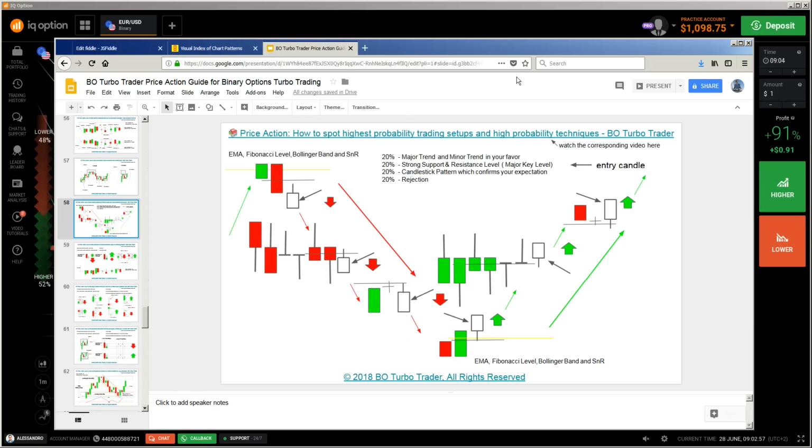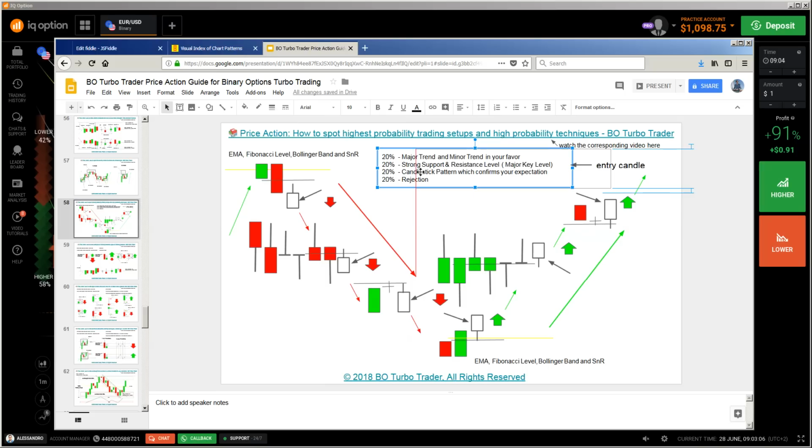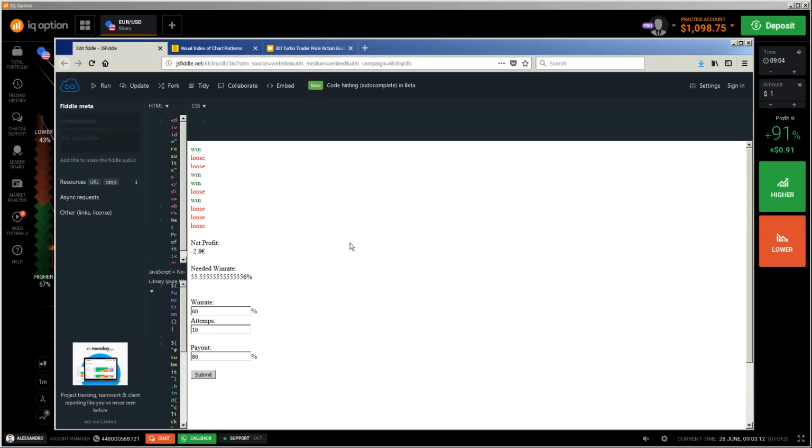Yes, here the 4 keys. Yes, the trend, the key level, the candlestick pattern, and the rejection. And you see, this is only one part. This small part, yes, is the candlestick pattern, and that is the 60% success rate if you are using candlestick patterns alone.